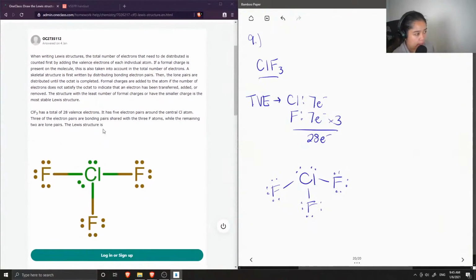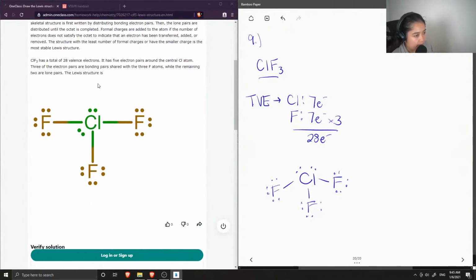The junior tutor said that when writing Lewis structures, the total number of electrons that need to be distributed is counted first by adding the valence electrons of each individual atom. If a formal charge is present on the molecule, this is also taken into account in the total number of electrons. A skeletal structure is written first by distributing bonding electron pairs. Then they're distributed until the octet is completed.